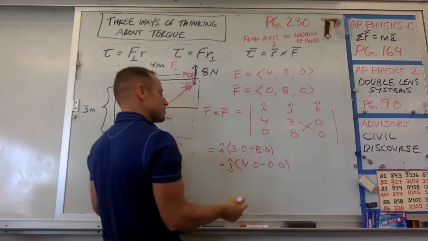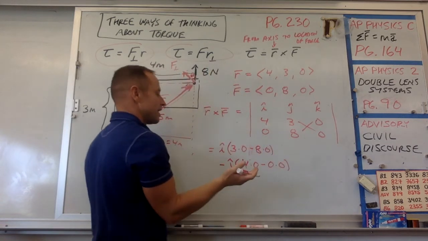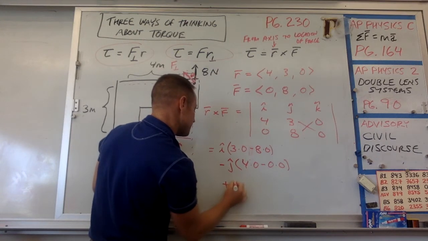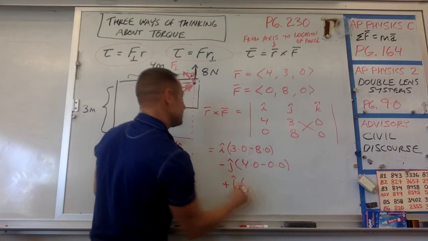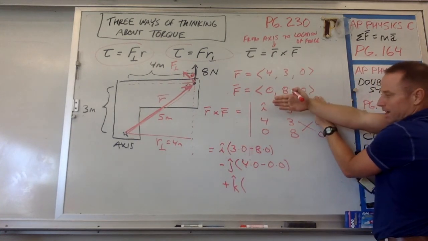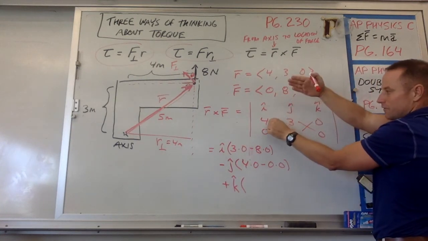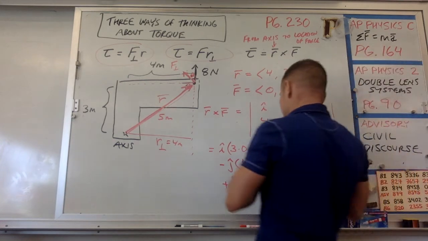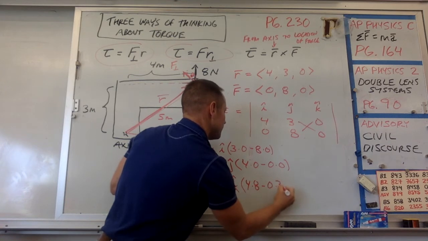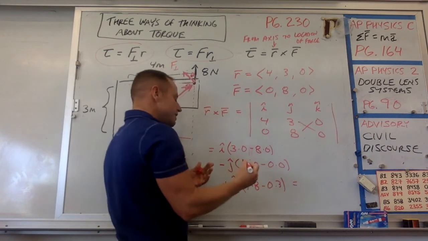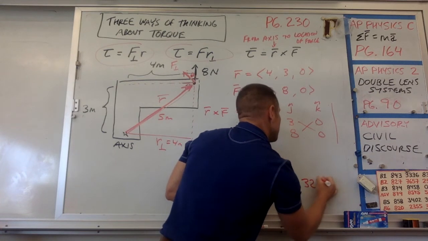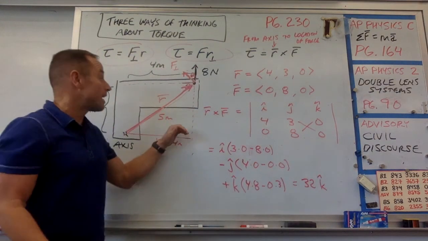But you know the torque's supposed to come out of the page, so we shouldn't get an I hat or J hat component. Now we are at the K hat component, the last one. Again, you oscillate signs, so we're back to positive. Now you block the row and column under the K hat. So it's 4 times 8 minus 0 times 3. 4 times 8 should sound familiar. Equals 32, positive 32 K hat. Meaning, it's 32 and it's out of the page.